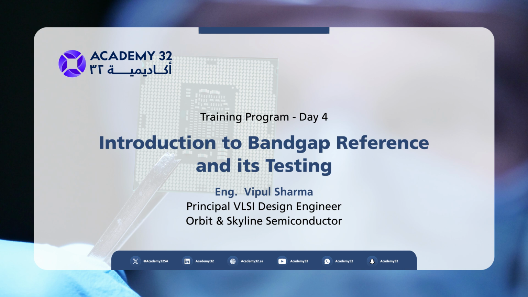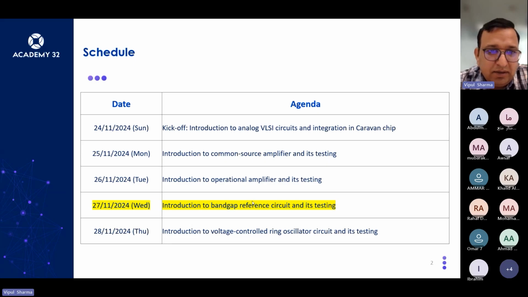Okay, so till now we have seen the introduction to VLSI circuits, and also we saw in brief the process of how to design these circuits, how our designs are integrated, and which circuits will be used for testing. We also saw the first two circuits in the last two lectures, that is the common source amplifier and the operational amplifier. They are both basic fundamental circuits required for any analog circuit. They are fundamental blocks, also called IP blocks. Now we move to our third circuit in the series, that is the bandgap reference.